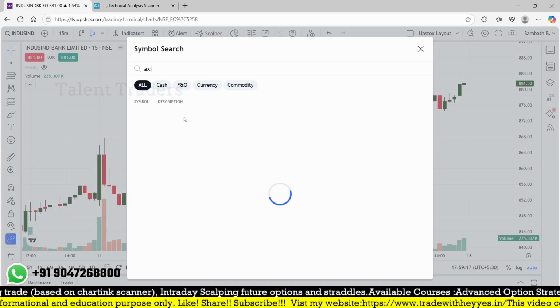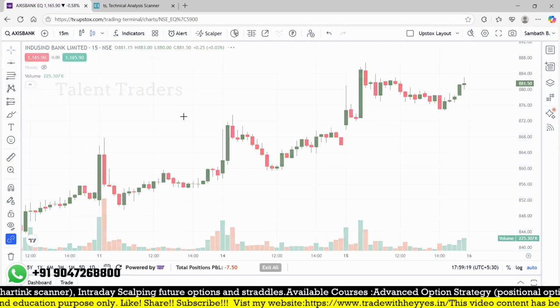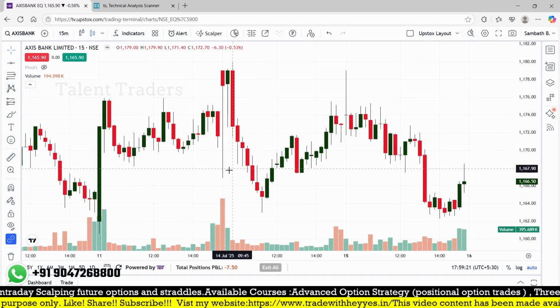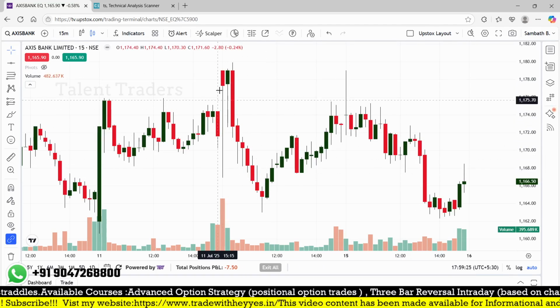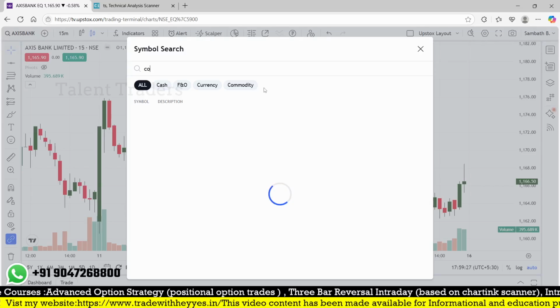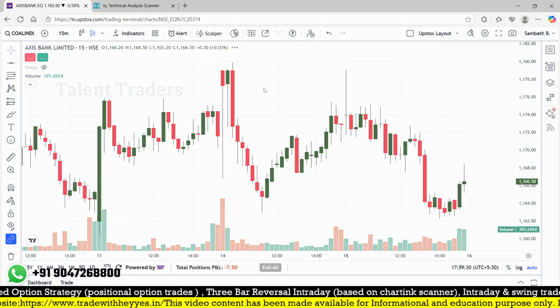Yesterday was about Axis Bank, whether it moved higher or lower, and it stays at the same level. So, huge 14th, huge big candle. That is why it's showing you a huge volume, and Coal India, right? Here I'm just fetching the volume.